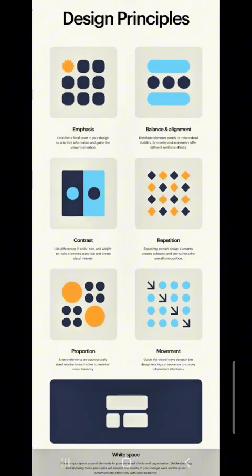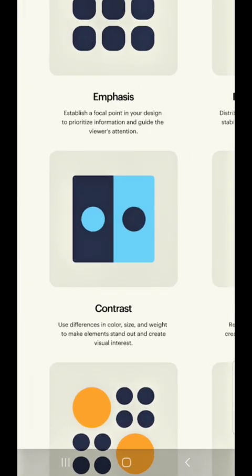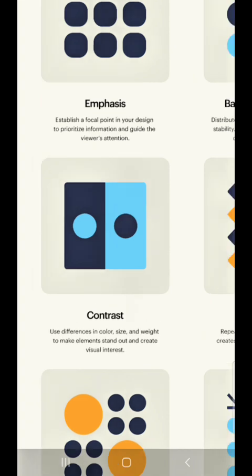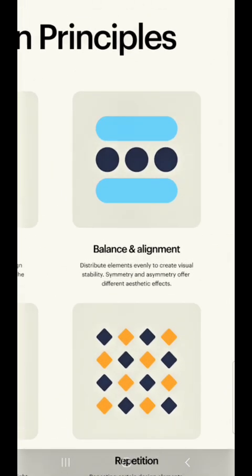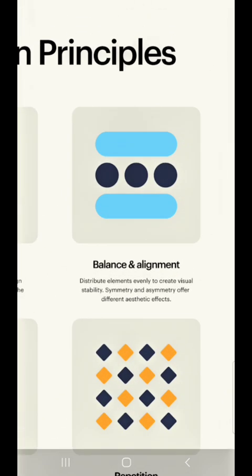So emphasis is a focus point in your design to prioritize information and guide the viewer's attention. So you are emphasizing something. It can be with color, with size, with shape, with typography, whatever you use to make something pop out is emphasis. You understand? So hierarchy is just making things big in different sizes. That's just hierarchy.